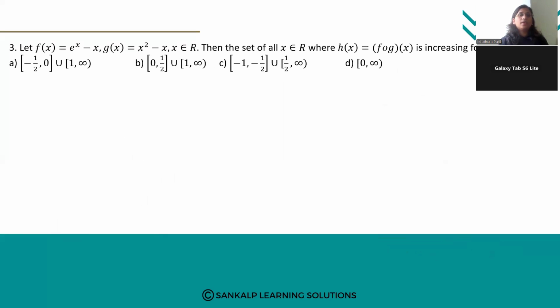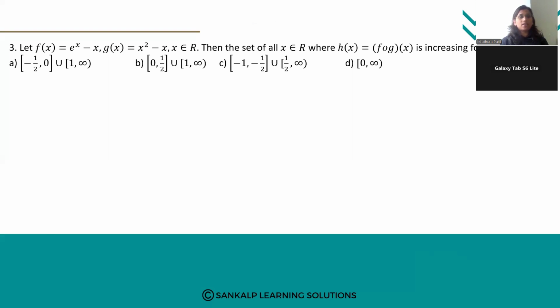Hello everyone. Today we have a JEE question on application of derivatives, and it is based on increasing and decreasing functions. So we know that a function is increasing if f dash of x is greater than or equal to 0. Correct?